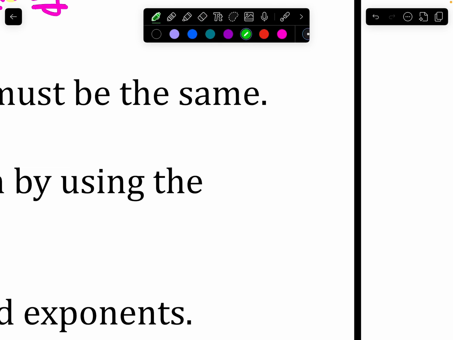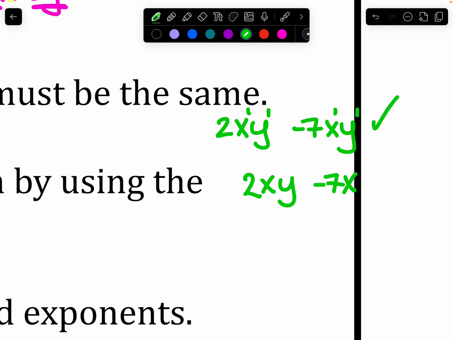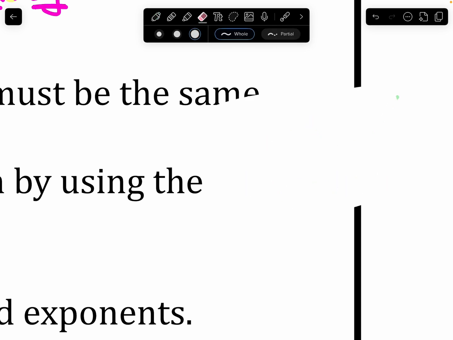Let's do another example. I could have 2xy, and I could have negative 7xy. Those are also considered like terms. Both of those terms have an x to the first and also a y to the first. So those are considered like terms. If I had 2xy and then minus 7x, those are not going to be like terms. Even though they both have an x in common, my first term has a y, my second term does not. That's just a negative 7x. So because that negative 7x does not also have a y with it, those would not be considered like terms.